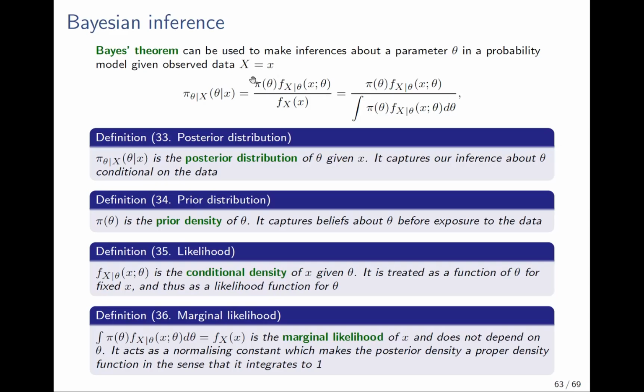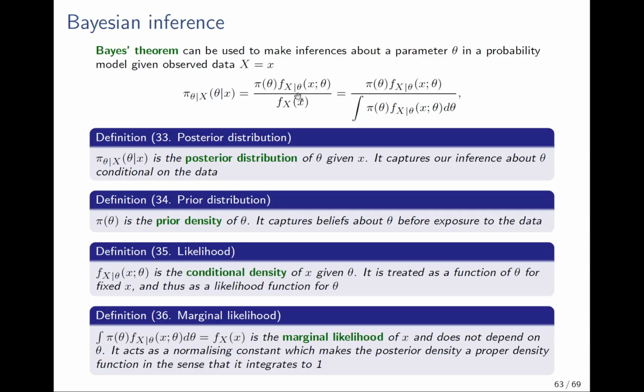There's three components to it. On the numerator, the first component is the density of theta. This is referred to as the prior distribution. So it's the prior density of theta, and this is intended to capture any beliefs we have about theta before we have seen the data.